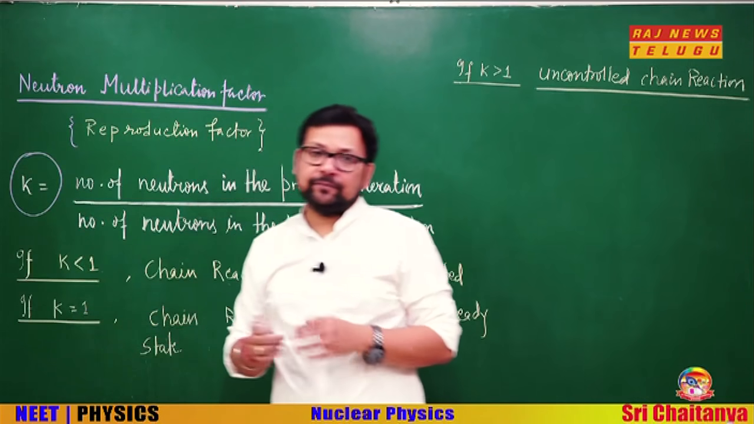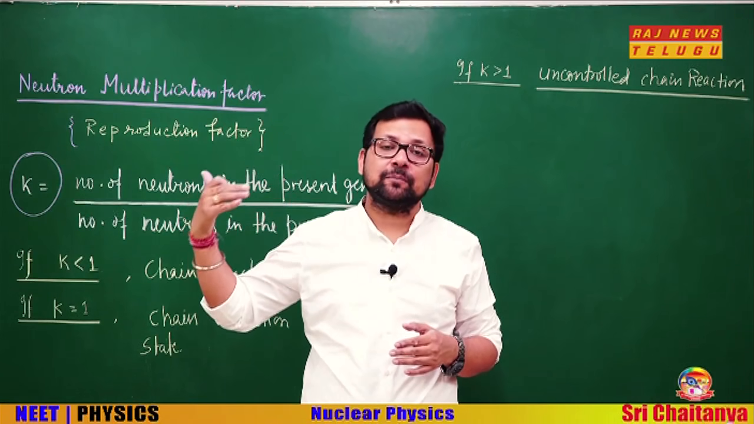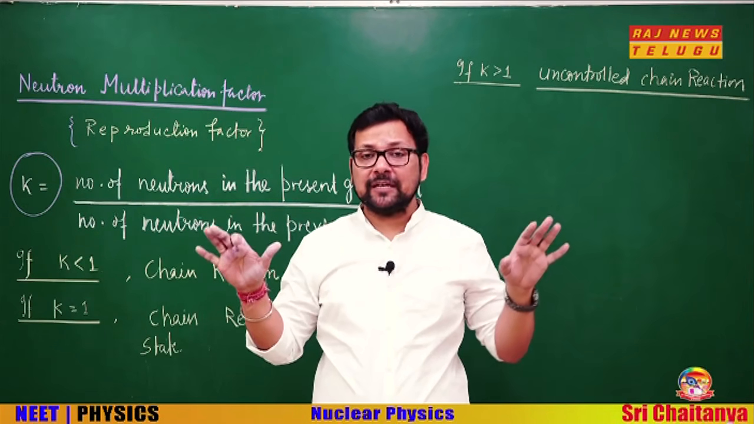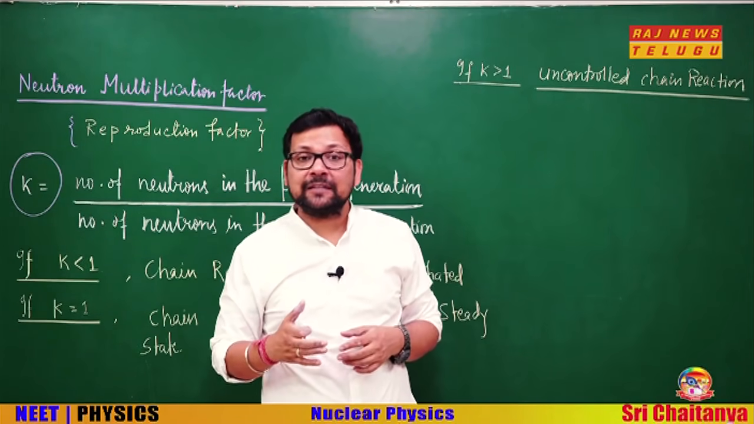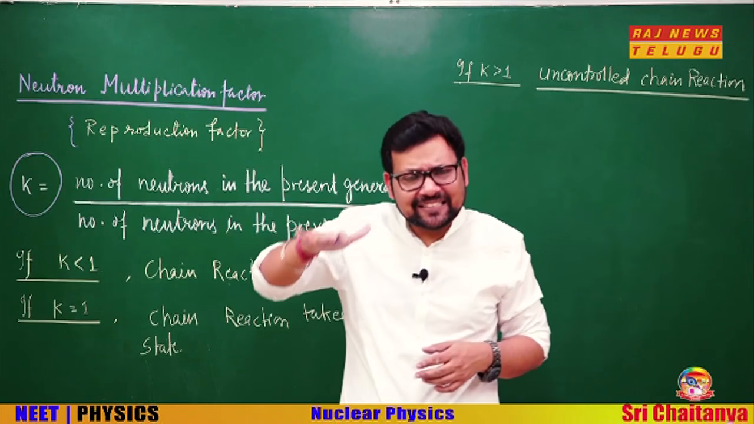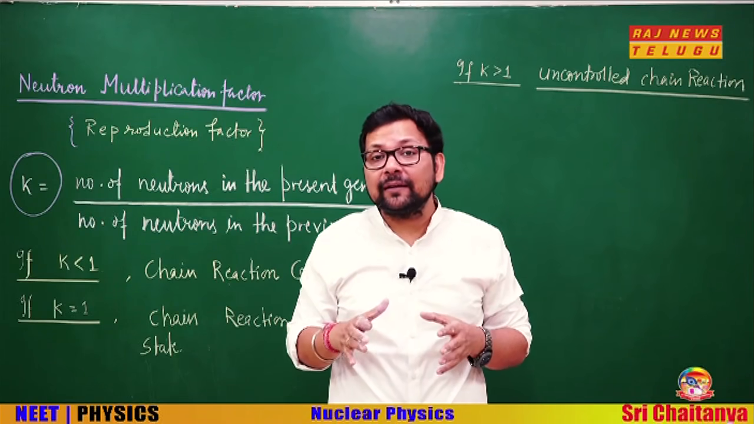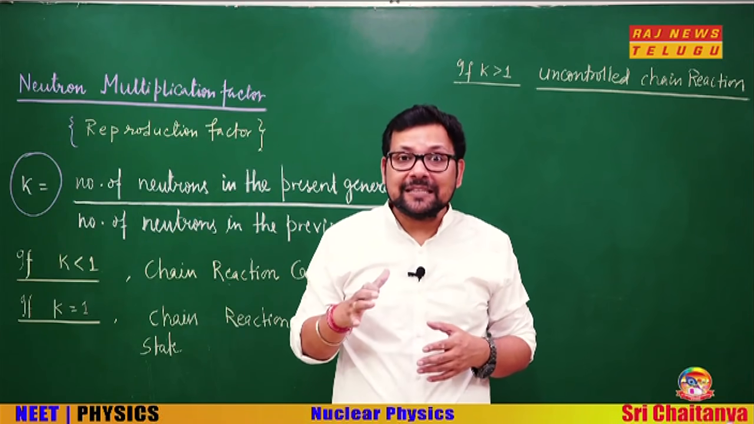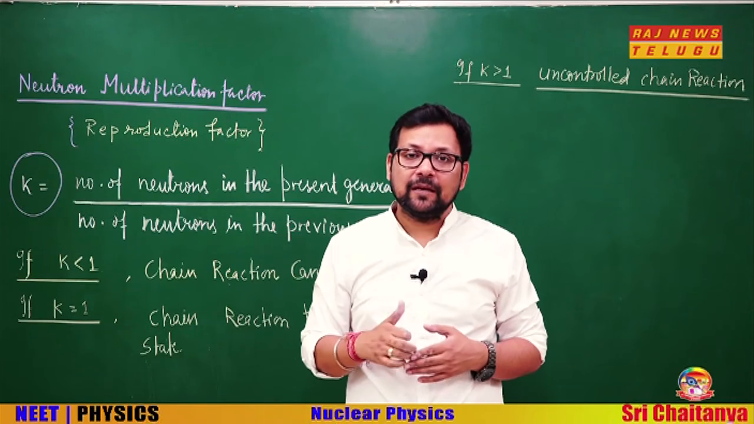If K is 1, the previous generation number of neutrons and the present generation number of neutrons are equal. Obviously there will be a chain reaction, but that chain reaction is with a steady state. Where do we see a steady state? In a nuclear reactor. In a nuclear reactor we see the chain reaction with a steady state.